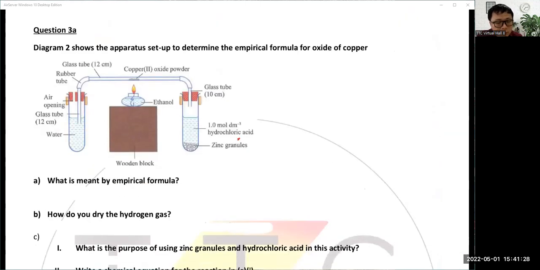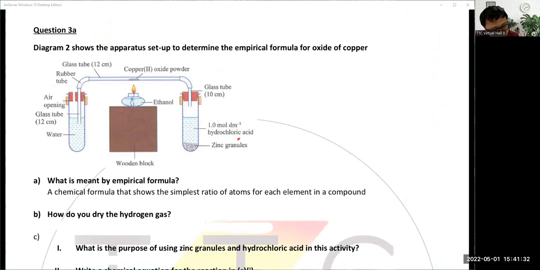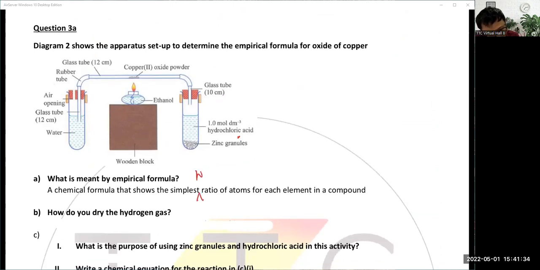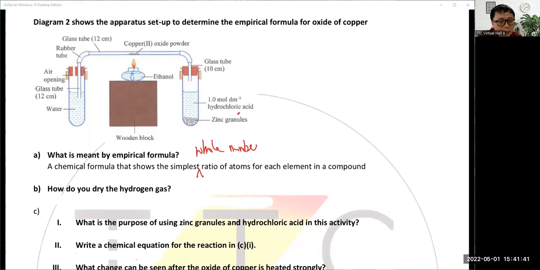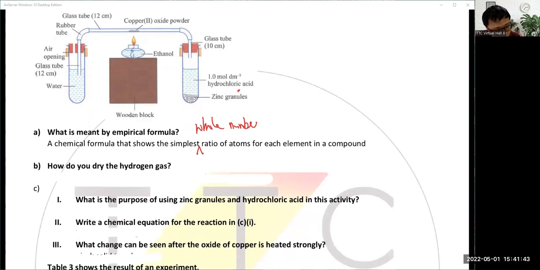When this comes up as a question, we always ask you about empirical formula. So what is empirical formula? It is a chemical formula that shows the simplest whole number ratio of atoms of each element in the compound. How do you dry the hydrogen gas? Flow the gas through anhydrous calcium chloride; concentrated sulfuric acid is also possible.